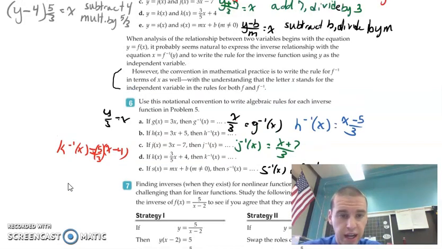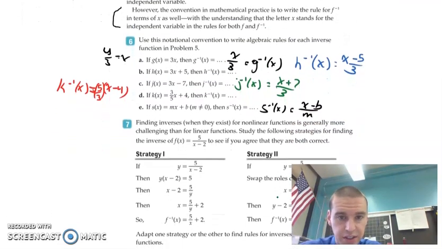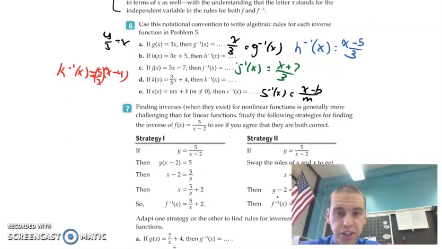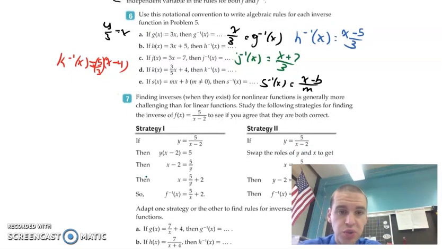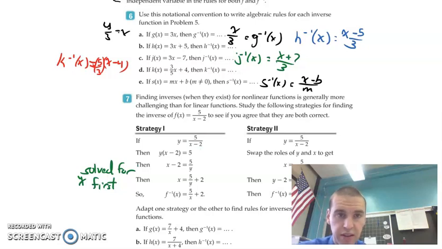So the question is now, number 7 states that finding the inverses for nonlinear functions is generally a little more challenging. We're going to look at these two strategies. Strategy 1 is exactly what we did. We had the original function, we multiplied by x minus 2 to the other side. We then divided by y, or we would have, and then add 2. You solved for x first. That's exactly what we did in 5.